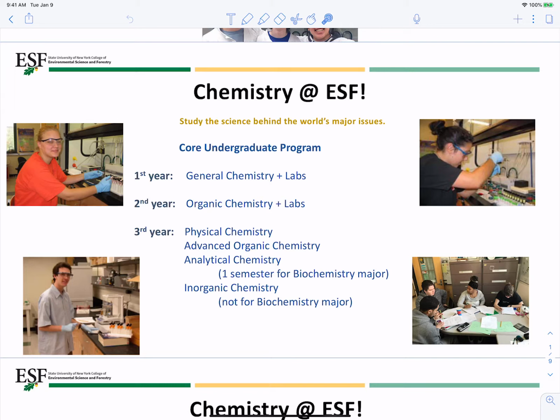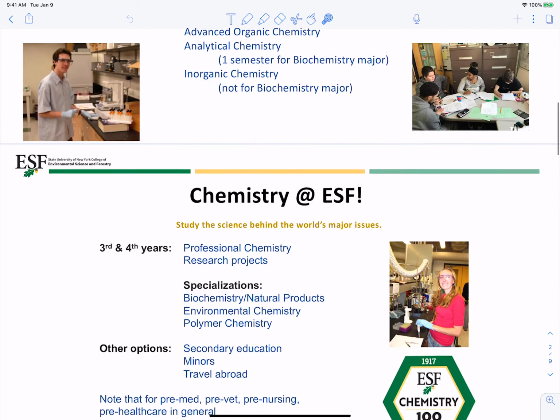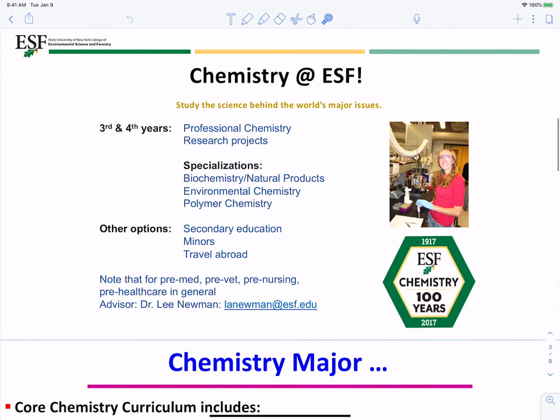Of course, we're always interested in talking about any type of research that students want to do. This is really what happens in the third and fourth years, when there are a series of research projects that you can get involved in. There's professional chemistry, and we're going to go through these details. And then here are these specializations or option areas. These option areas could be natural products or biochemistry if you stayed within the chemistry umbrella, and I'm going to explain that a little bit more, or environmental chemistry or polymer chemistry.